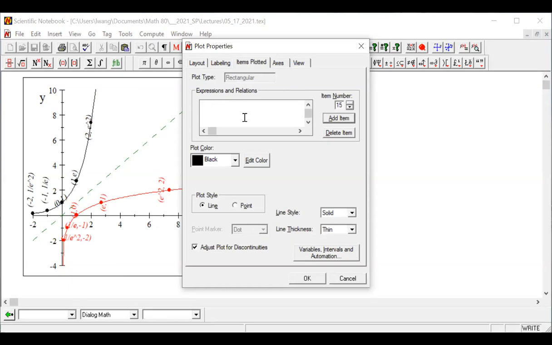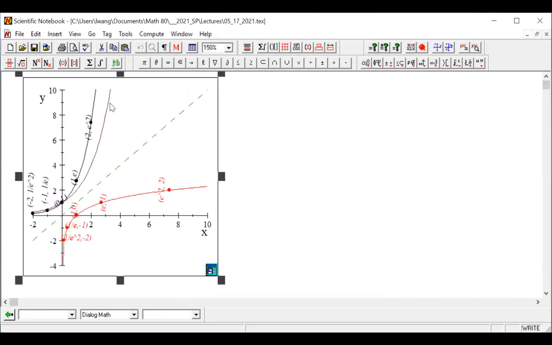In this picture, I'm going to draw 2 to the power x. What color? Let's make it purple. That's 2 to the power x. Let's mark it, it's very important to mark. This is e to the power x, and this is 2 to the power x.